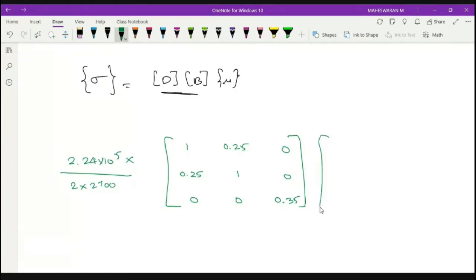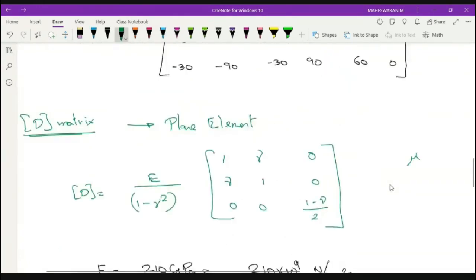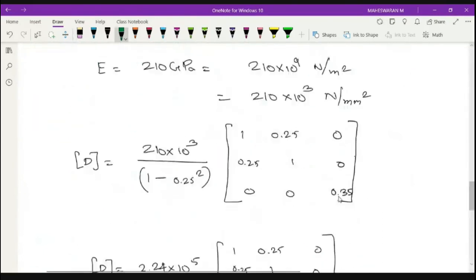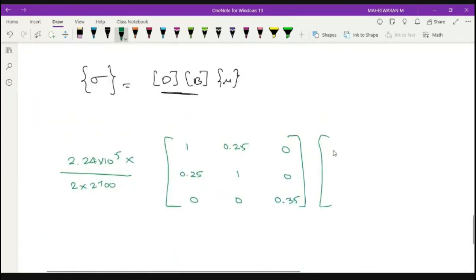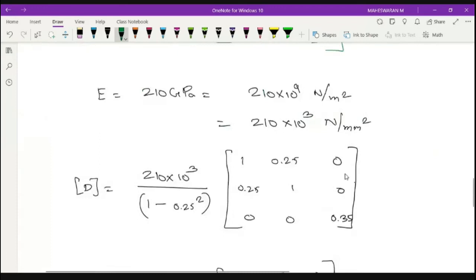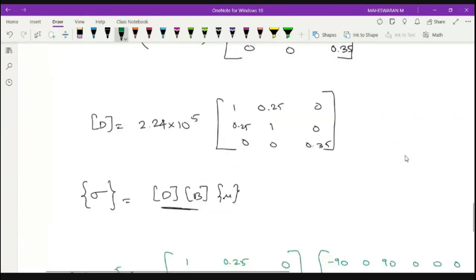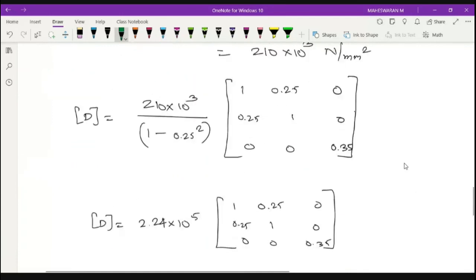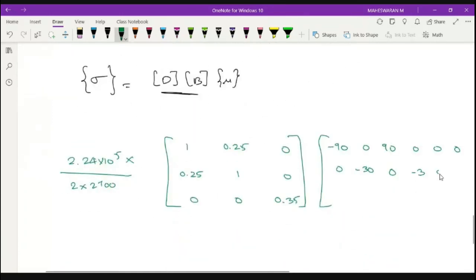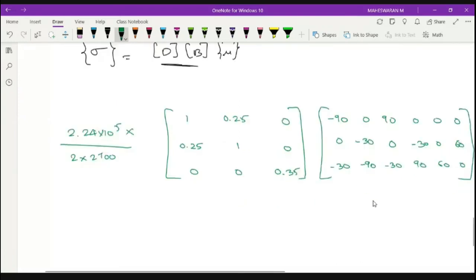What is my B matrix? This is my B matrix: minus 90, minus 90, 0, 90, 0, 0, 0, 0, 30, so minus 30, minus 30, and 0, minus 30, 0, 60, and this minus 30, minus 90, so minus 30, 90, 60, 0. These are my terms. Here also I can take some common terms.